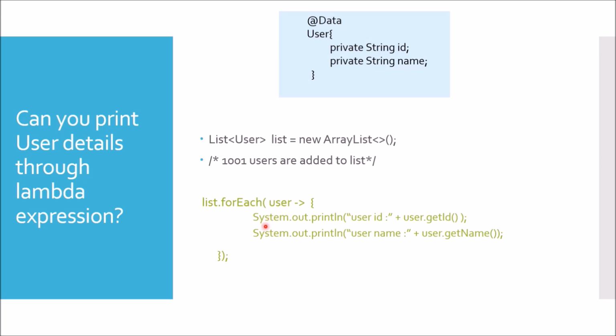So we can use System.out.println user id equal to user.getId, System.out.println username equal to user.getName. So you can see here, in order to print multiple statements, we are using this bracket, and each statement is separated by a semicolon.